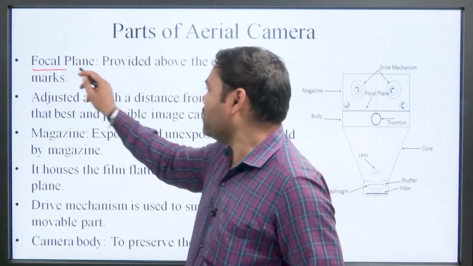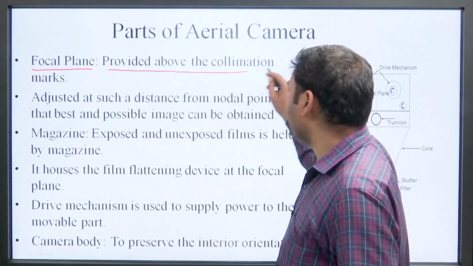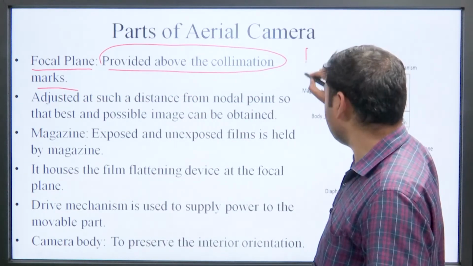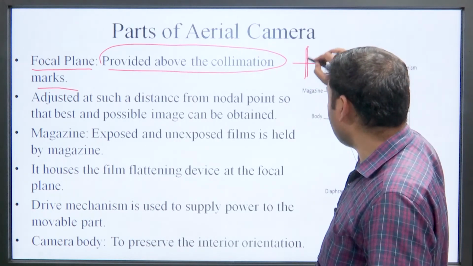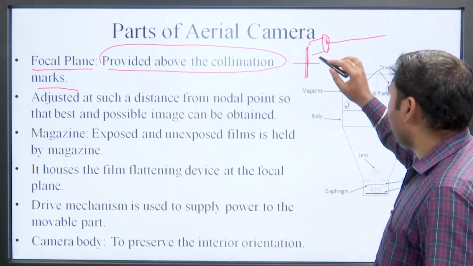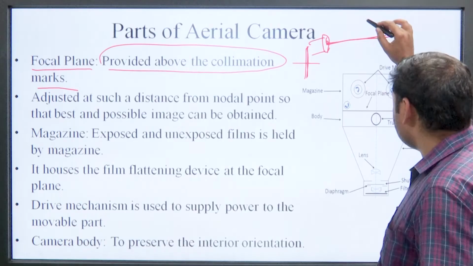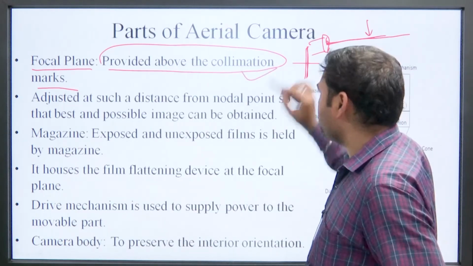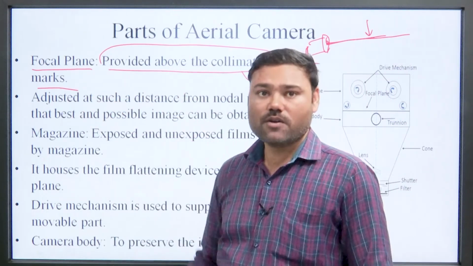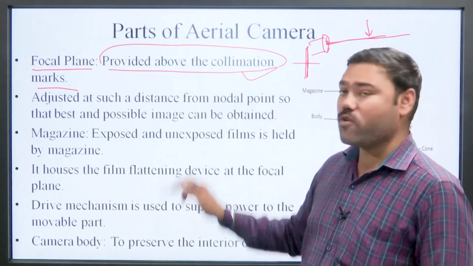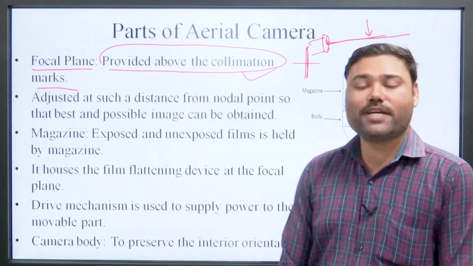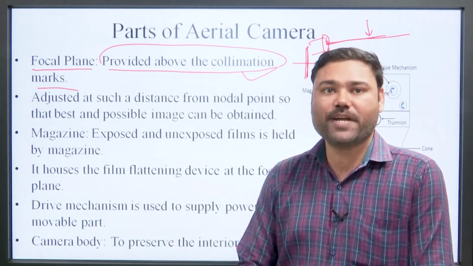The focal plane is provided above the collimation mark. A collimation mark can be defined as the intersection of two different lines, that is, the camera axis, which is also known as collimation. The focal plane must be provided above the collimation mark, and it should be adjusted at such a distance from the nodal point that the best possible image can be obtained.